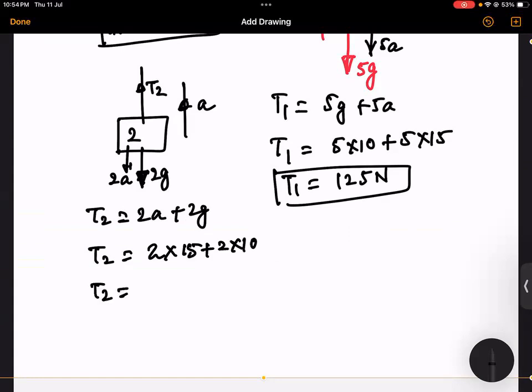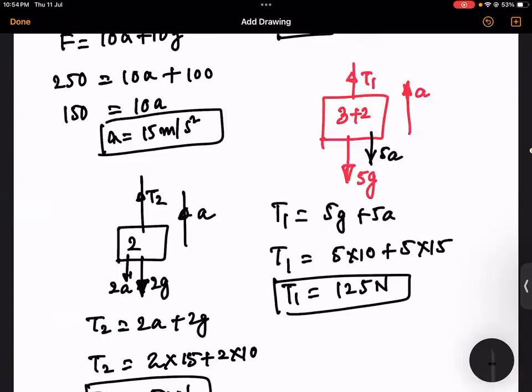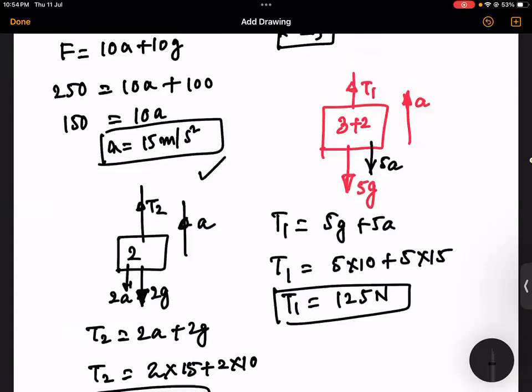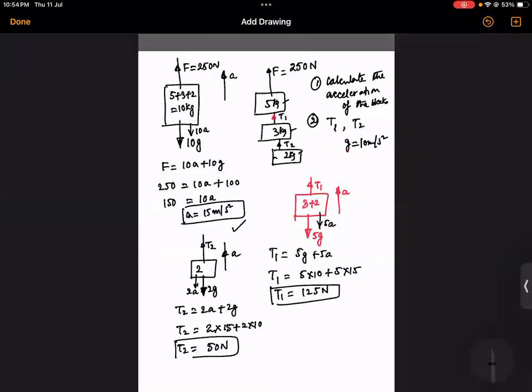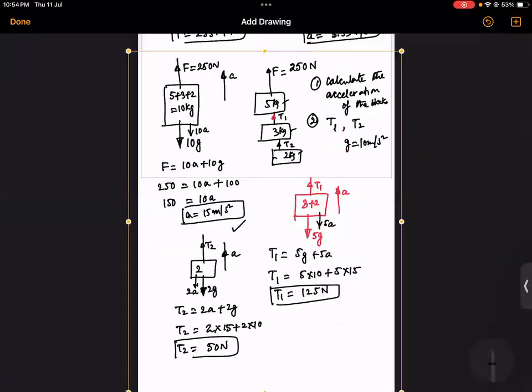So T2 equals 50 Newton, T1 equals 125 Newton, acceleration equals 15. So this is the entire sum that I have done. Have a look at this. This is a very, very interesting sum. Please note down. Am I clear? This is a very, very important sum. So I think it's clear to everybody.